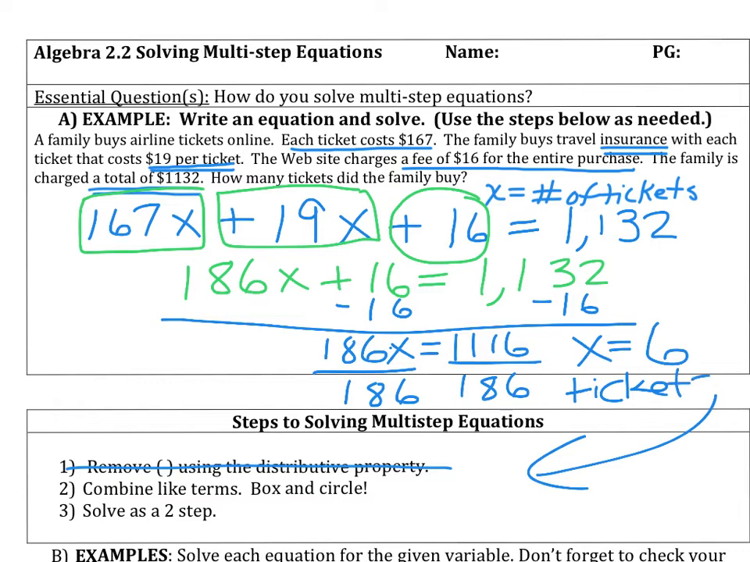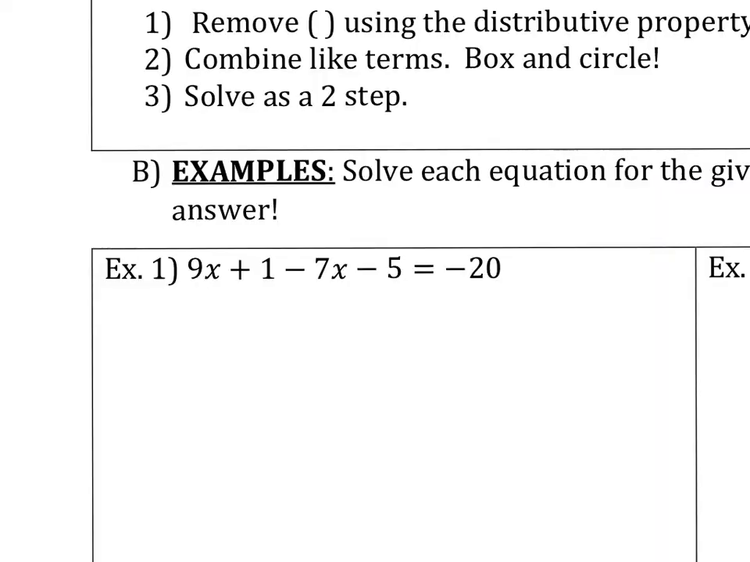So we can go ahead and include what we're talking about here at the end. Example B. Solve each equation for the variable. Don't forget to check your answer.